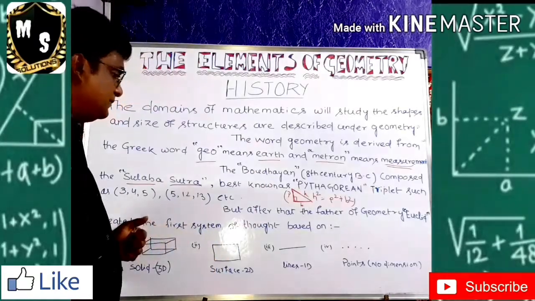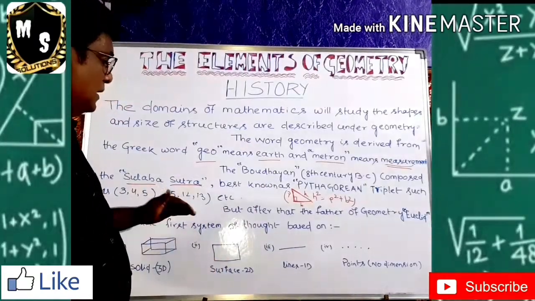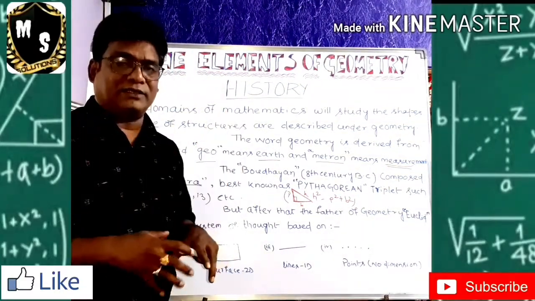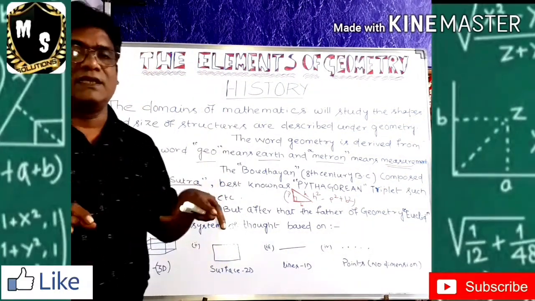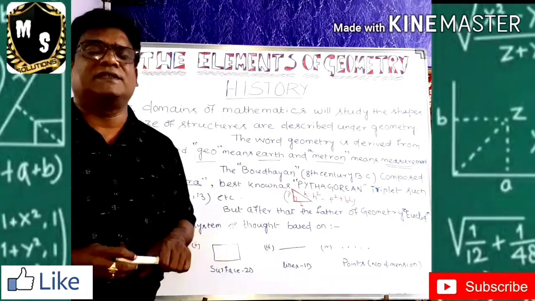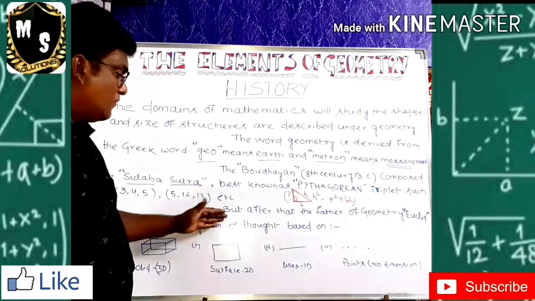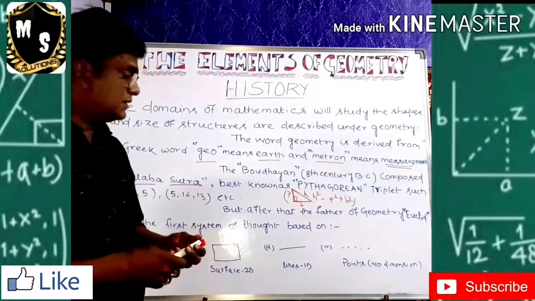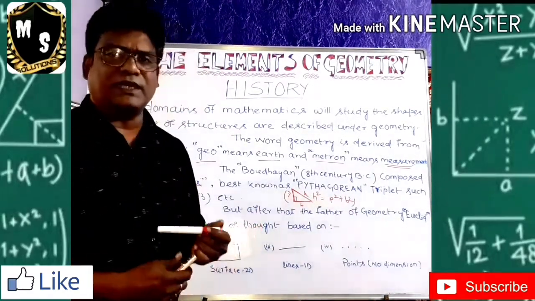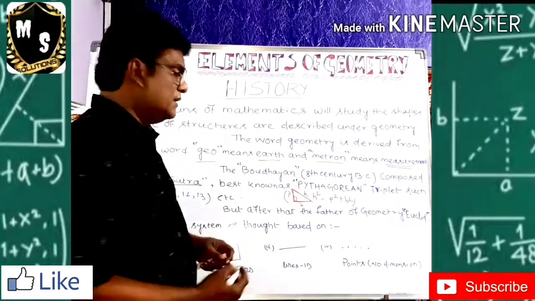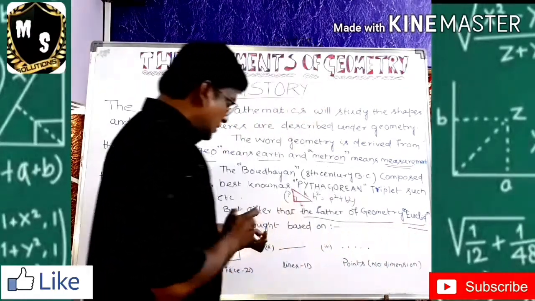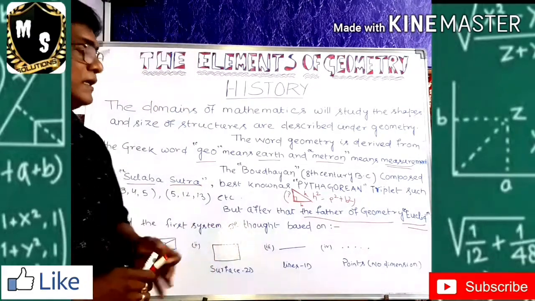Now come to another point. The chapter is concentrating on this mathematician, who is called the father of geometry. Who is the father of geometry? That is Euclid. So the father of geometry, Euclid, is another ancient mathematician.